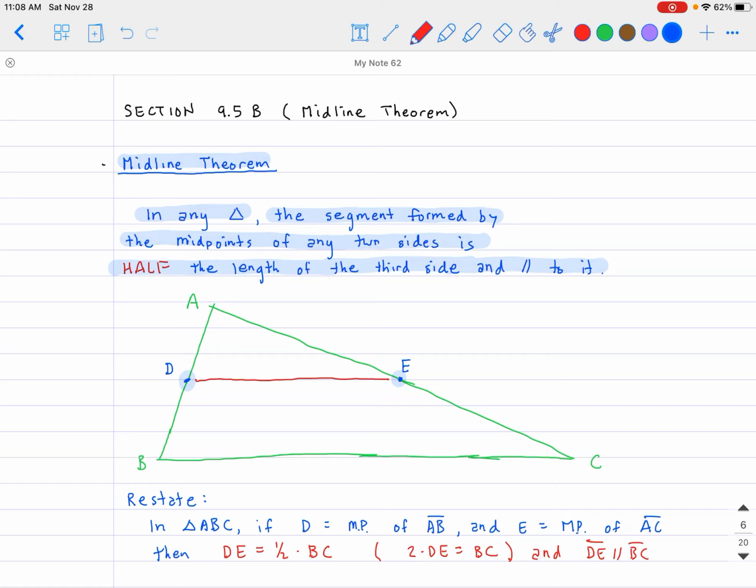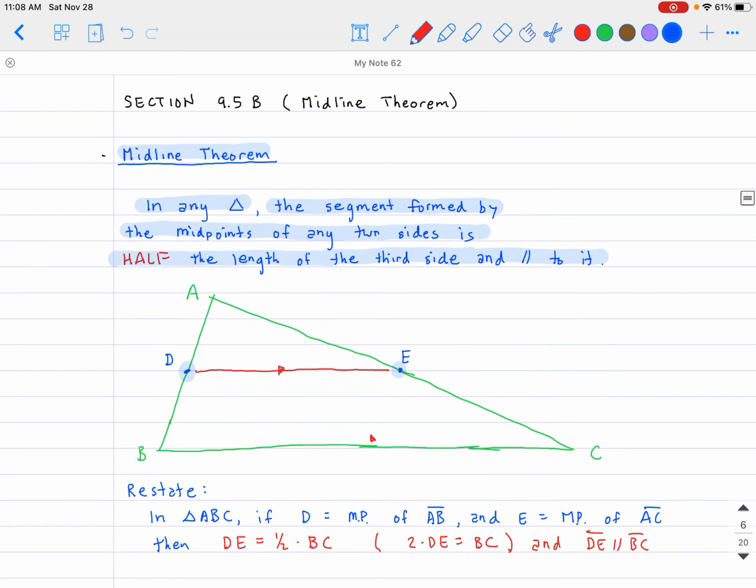But in addition to that, we also have to show that DE is parallel to BC, the side over here. So that's the midline theorem, and we're going to go ahead and prove that right now, just to get it out of the way. Now that we know what we need to do, let me write this as a restate.